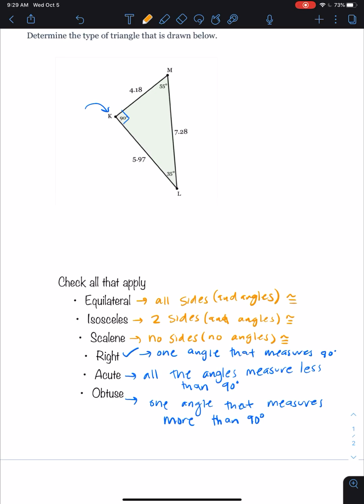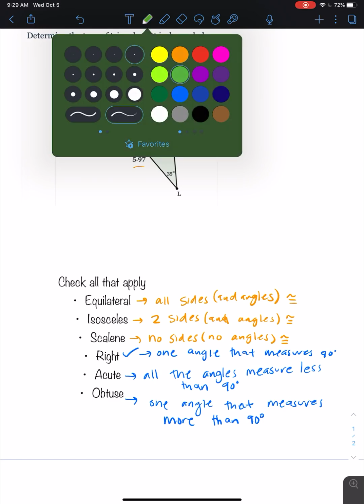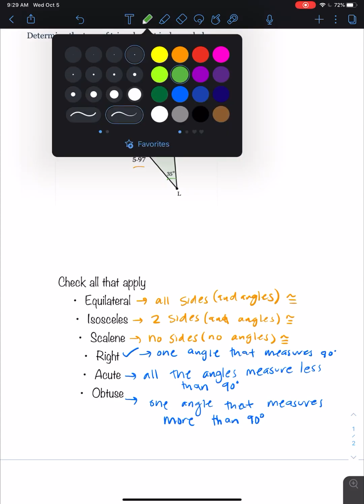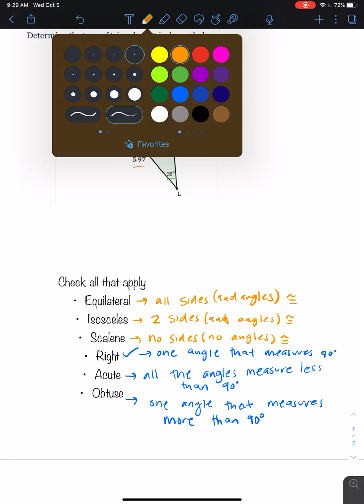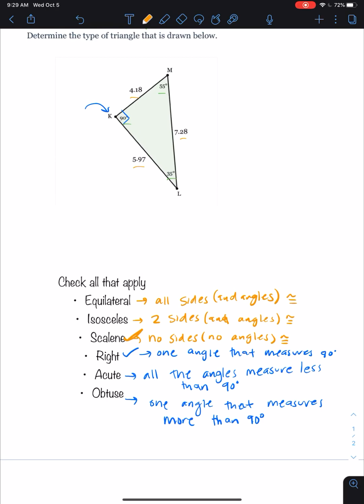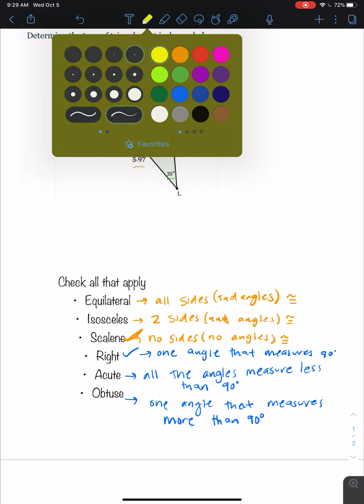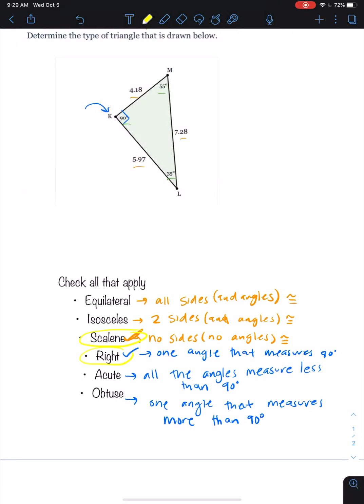So we can see the sides. We have 14.8, 7.28, and 5.9. None of those sides measure exactly the same length. And for angles, we have 55 degrees, 35 degrees, and 90 degrees. None of these angles have the same measure. Therefore, this triangle would be a scalene triangle. So there are two options that we're going to check off. So we have, again, a scalene right triangle.